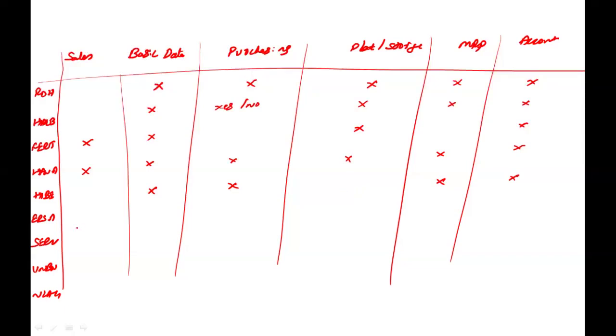Okay, then you have spare parts. Spare parts you will sell. You have the basic data, you will purchase, you will store, you will plan, and you will maintain the pricing. Okay, service. Service you are not going to sell unless it is a service-based industry. If it is a service-based industry, only then you are going to sell the service.